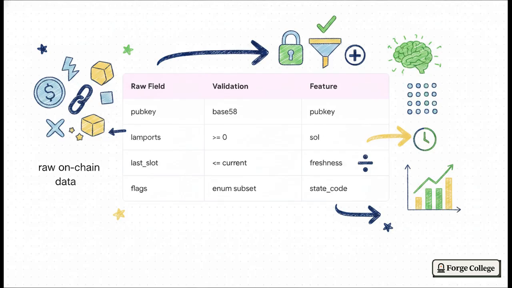Or check out last_slot. It comes in as a U64. We double-check that it's less than or equal to the current slot, and we convert that into a computable freshness_sec integer. Basically, we are strictly converting on-chain formats into deterministic signals that an AI model can actually run math on.